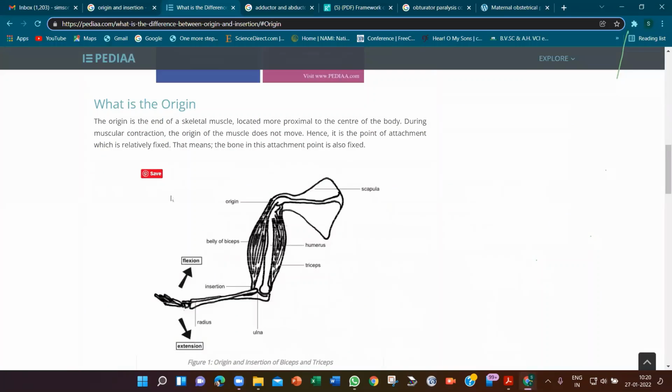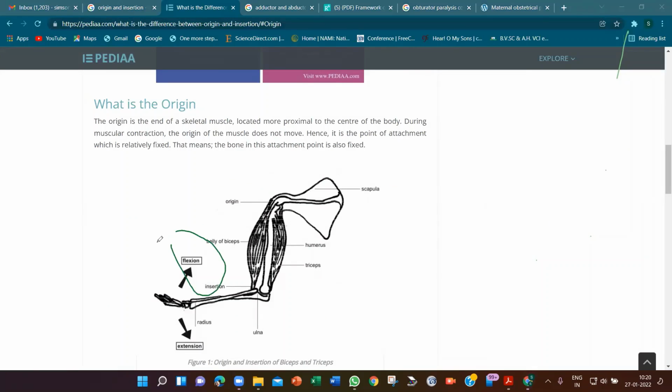We'll see this in the diagram. This is a biceps muscle. When the biceps muscle contracts, this angle will decrease, because the biceps pulls the radius in this direction. So there is bending and the angle decreases because of the biceps. This is the flexor. And this is the triceps, the extensor muscle. When it contracts, the angle of the joint will increase. That is the extensor. So the extensor increases the joint angle, and the flexor decreases the joint angle.